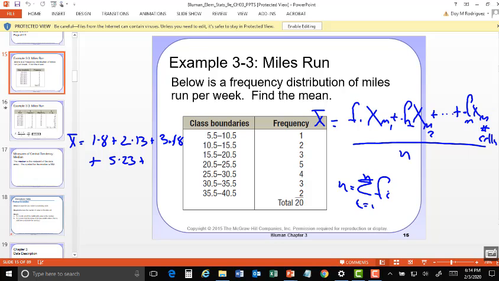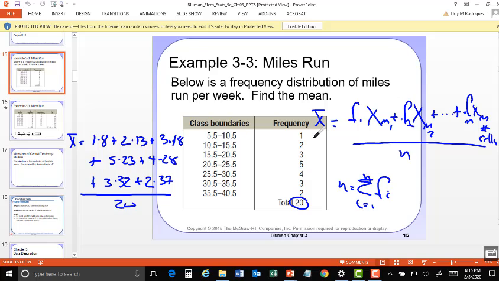Yeah, plus, next one, 4, times 28, plus 3, times midpoint, plus, how many? Times 37. And I divide all of that by the total number of observations. That's how we're going to finish it. It's not perfect, but it's not bad. We're using midpoints as our new X.